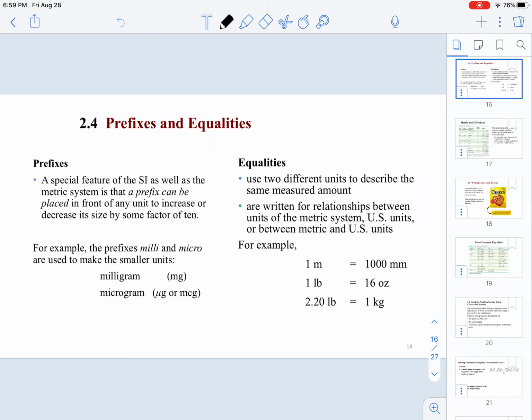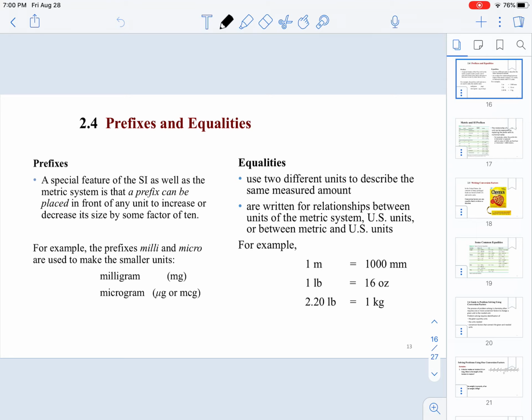In this video, we are going to be going over the concepts of prefixes, equalities, and conversion factors. So the concept of prefixes, understand that this is a special feature of the SI system as well as the metric system. And in essence, these prefixes can be put in front of any unit to increase or decrease its size. To give you an example of prefixes, as you can see, milli is a prefix that is utilized for making a unit small.